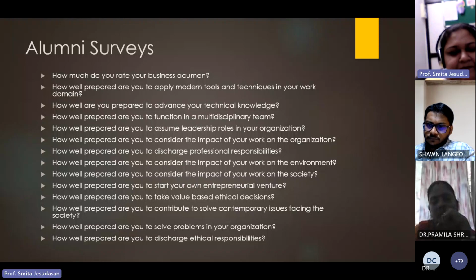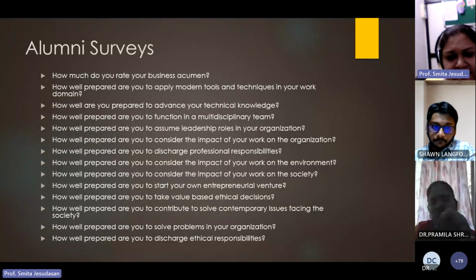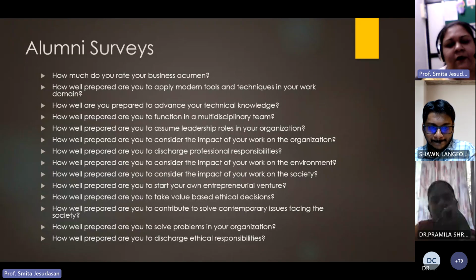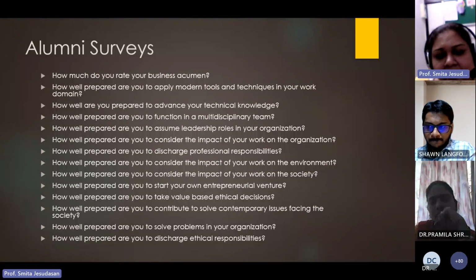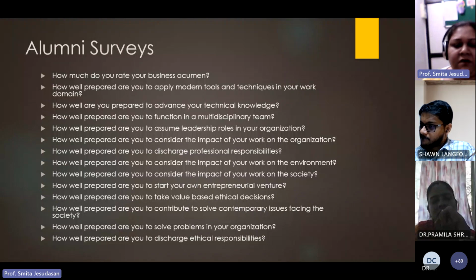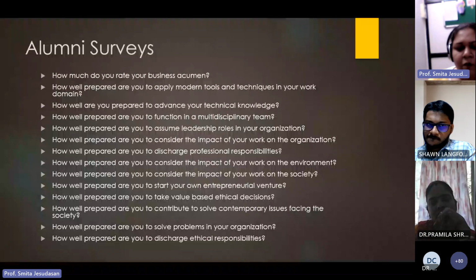For example, how much do you rate your business acumen? How well prepared are you to apply models, tools, and techniques? How well are you prepared to advance your technical knowledge? How well prepared are you to function in a multidisciplinary team? How well prepared are you to assume leadership roles? How well prepared are you to consider the impact of your work on the organization? How well prepared are you to discharge professional responsibilities? How well prepared are you to consider the impact of your work on the environment?